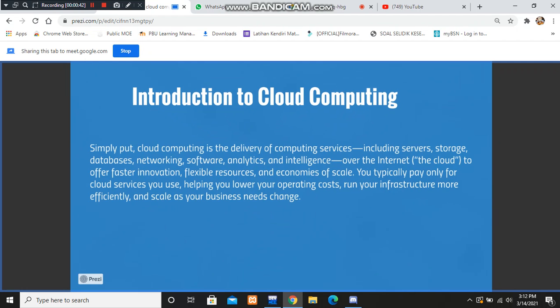So, for introduction to cloud computing, simply put, cloud computing is the delivery of computing services that include server, storage, database, networking, software, analytics, and intelligence. It's over the internet, the cloud, to offer faster innovation, flexible resources, and economies of scale. You typically pay only for cloud services you use, helping you lower your operating costs, run your infrastructure more efficiently, and scale as your business needs change.